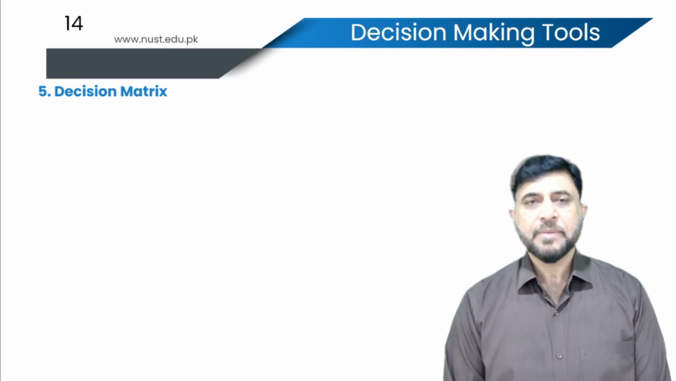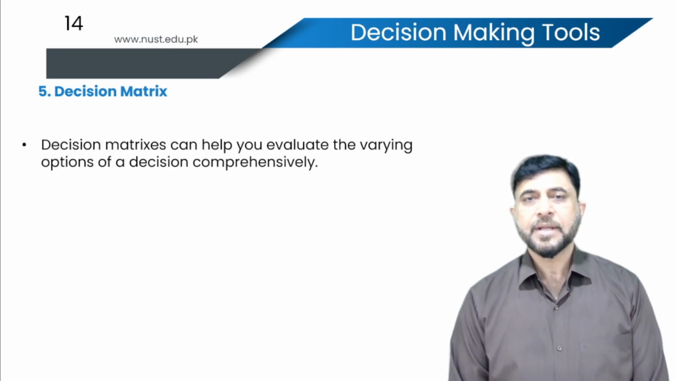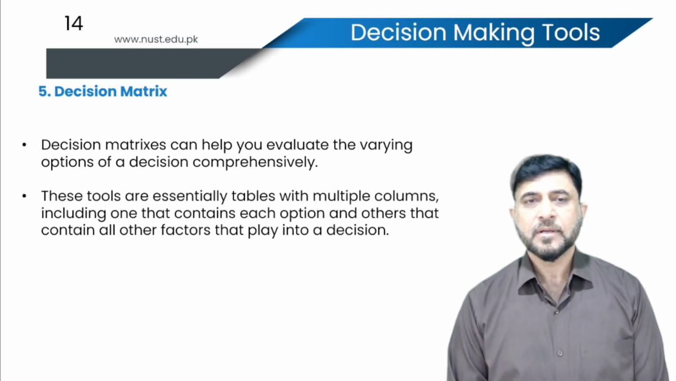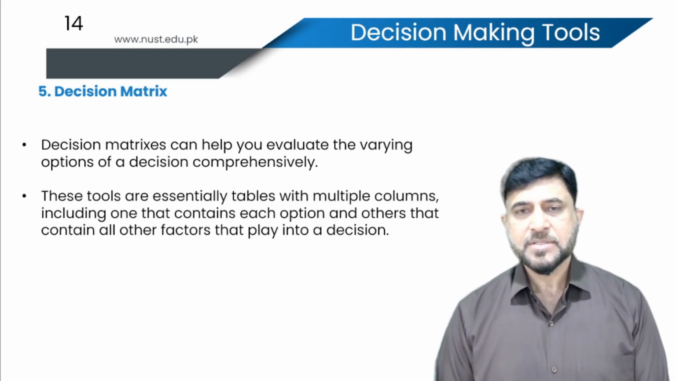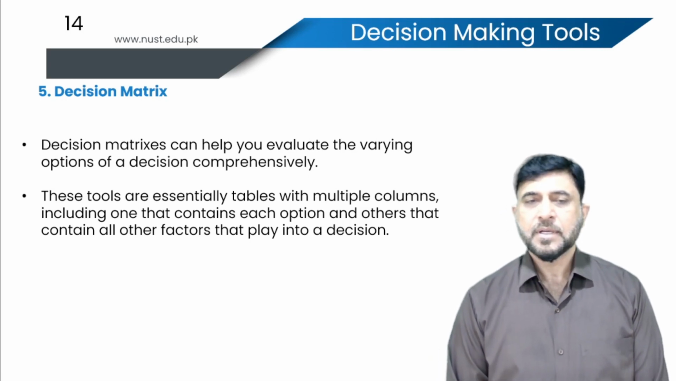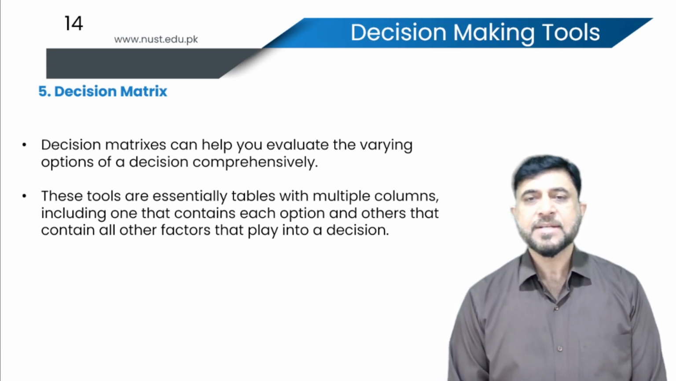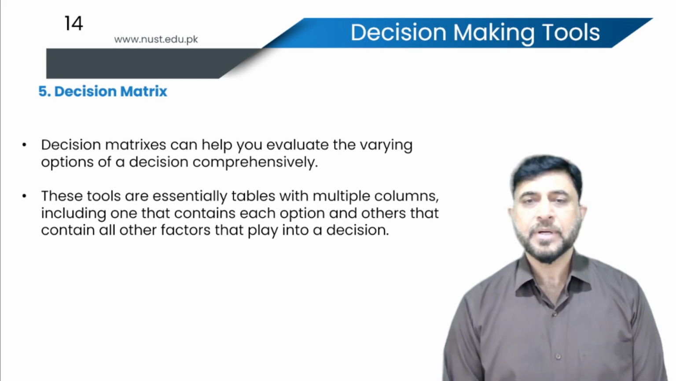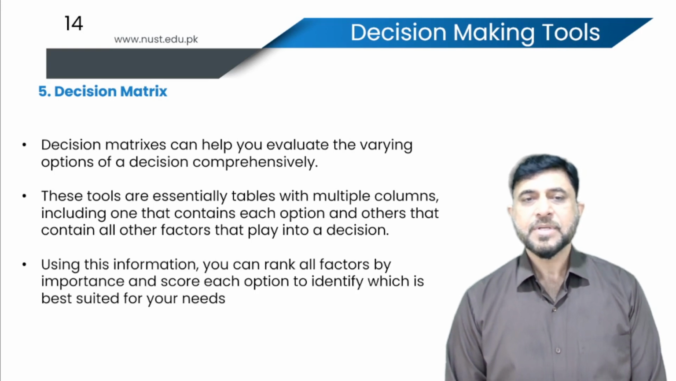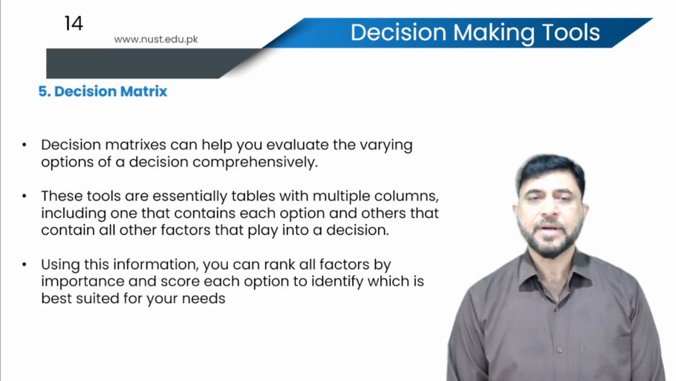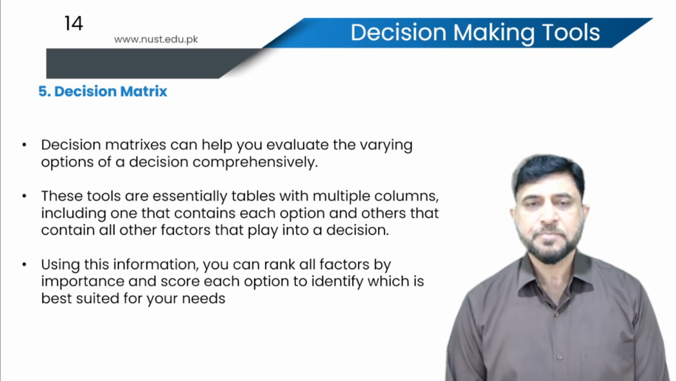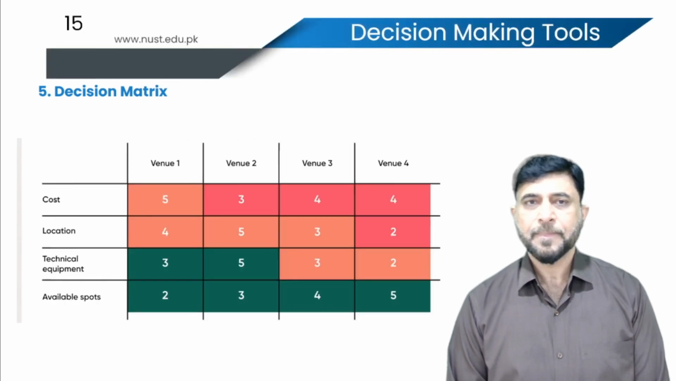Next is the decision matrix. What is a decision matrix? It can help you evaluate the varying options of a decision comprehensively. These tools are essentially tables with multiple columns, including one that contains each option and others that contain all other factors that play into a decision. Using this information, you can rank all factors by importance and score each option to identify which is best suited for your needs.